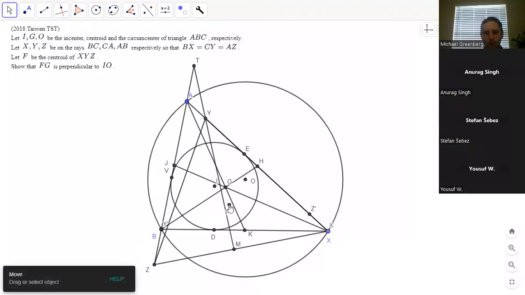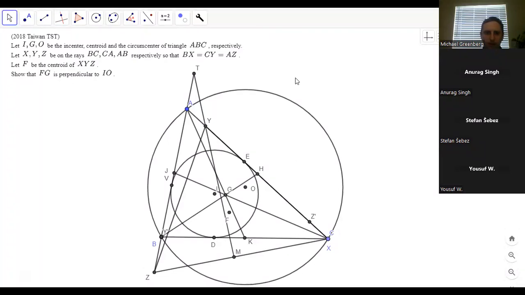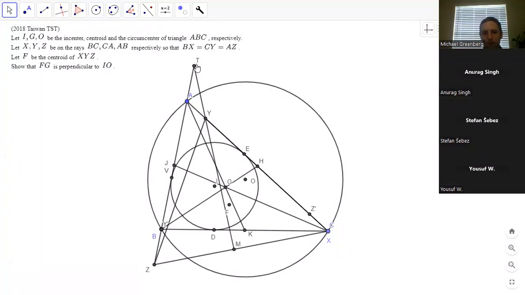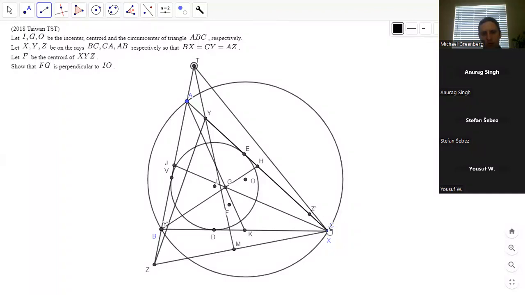So in this case, what would vector FG be? So we still have BX, CY, and AZ. So it would be a third of the sum. T is the point such that BC equals BT. So we could almost call it C prime, kind of. So BTC is isosceles.